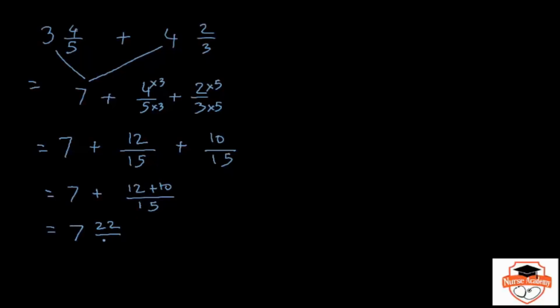Now look at 22 over 15. What type of a fraction is this? This isn't a proper fraction. This is an improper fraction, which means this has also got 1 or more wholes in it.